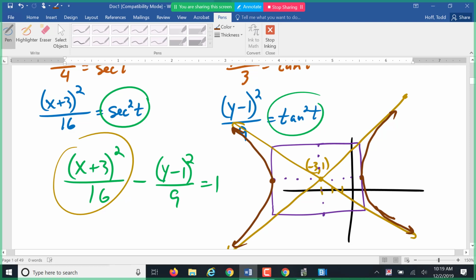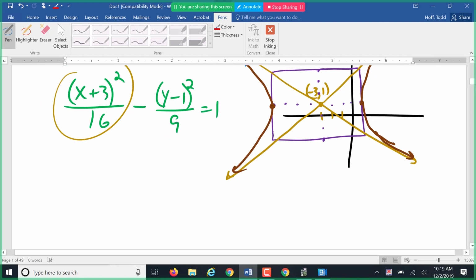I could find my focus, my foci, I should say. A squared plus b squared, 16 plus 9 equals c squared. Remember, a is technically 4 and b is 3. So a squared is 16, b squared is 9. So 25 equals c squared, telling me that 5 equals c. So my focus is right here, one more unit out in the horizontal direction.